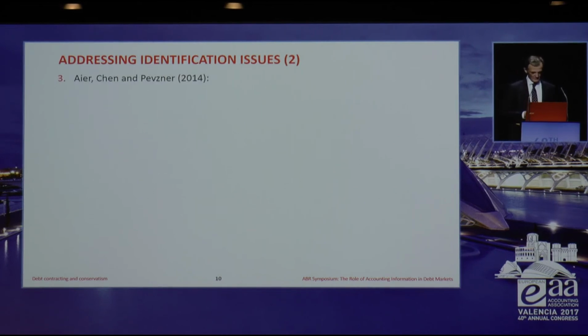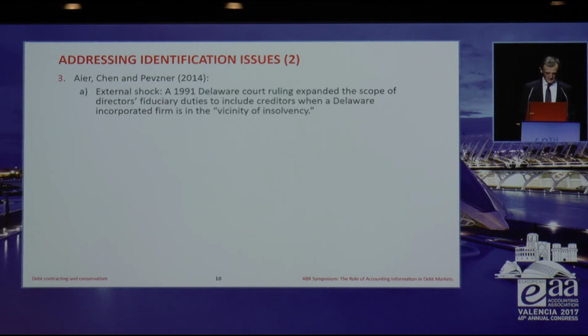The third piece of evidence is by Ayer, Chen, and Pevsner. And here the external shock is a 1991 Delaware court ruling that expanded the scope of directors' fiduciary duties to include creditors when a Delaware firm is in the vicinity of insolvency. What this complicated sentence means is the following. The directors, the members of the board of directors, are supposed to look after the interests of shareholders. But in the case in Delaware, after 1991, if the firm is in the vicinity of insolvency, directors are also responsible for the interests of lenders.